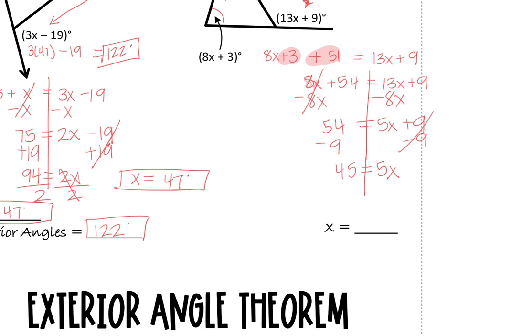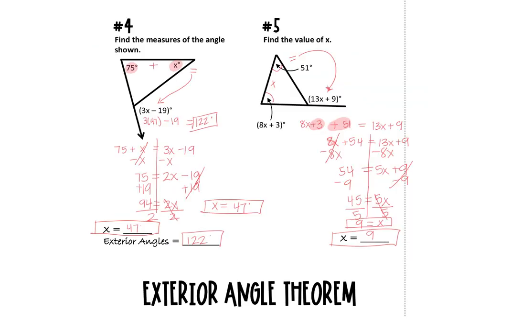All right. We will do our last part, which is dividing by 5 so that we can get x by itself. 45 divided by 5 should be 9. Use your calculator so you can check. So x equals 9. And that's your last part.